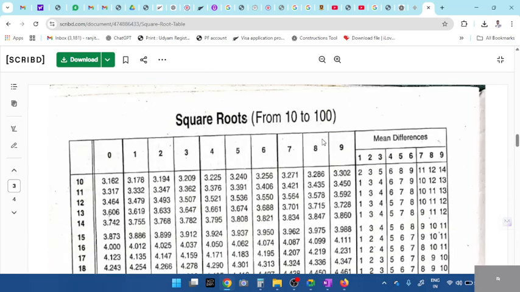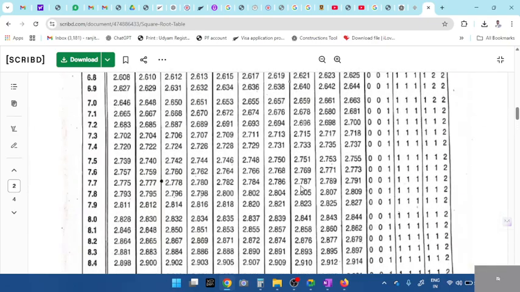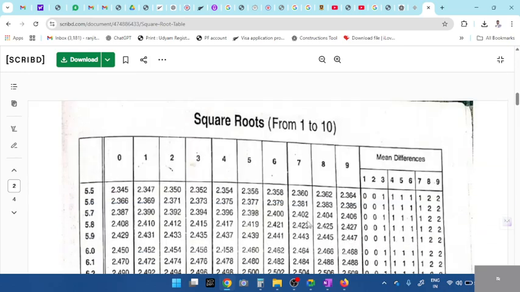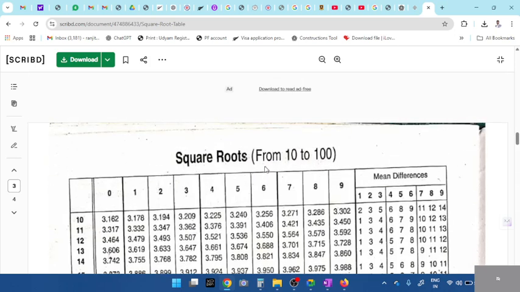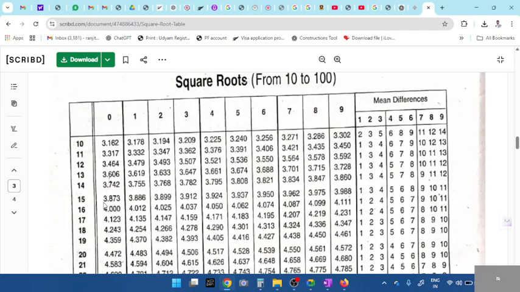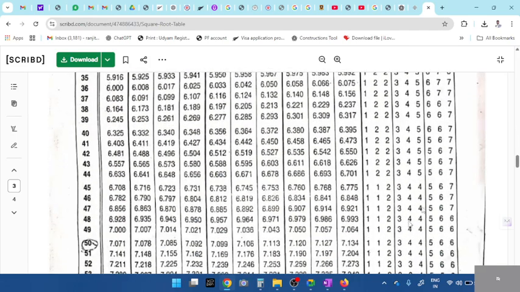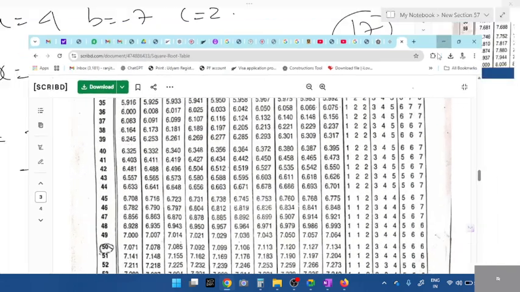Open the logbook table. You'll find this. See, square root from 1 to 10. And make sure, you will never get it in decimal. Remember that, you'll get a rounded-off value. So always start from this square root of 10 to 100. You take any value, any question, you'll be able to get the answer.